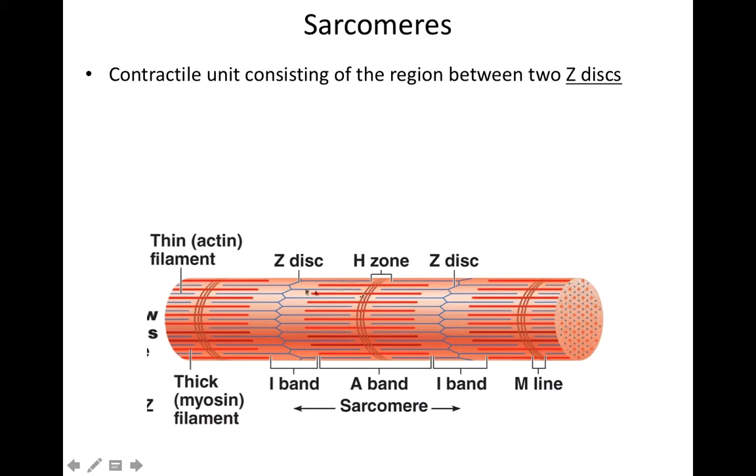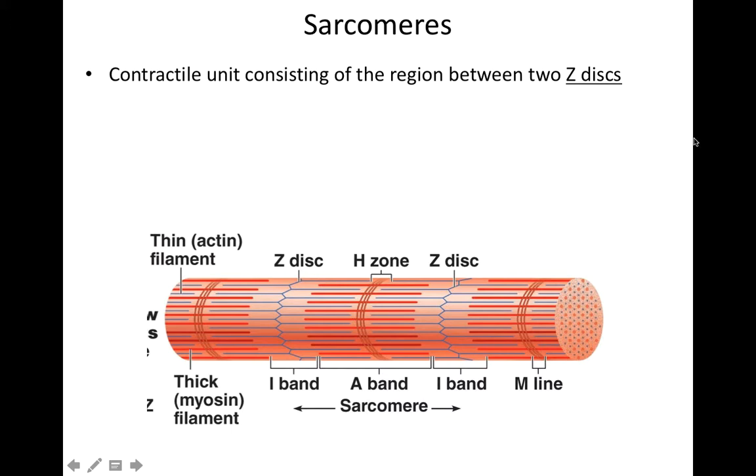Now, each sarcomere begins and ends at a Z disc. You may also see this referenced as a Z line, same thing. So you're going to go from Z to Z within a sarcomere. Now, we said that the sarcomere was an arrangement of the myofilaments. So we have two different types of filaments. We have thin filaments represented by blue, and we have thick filaments represented by red.